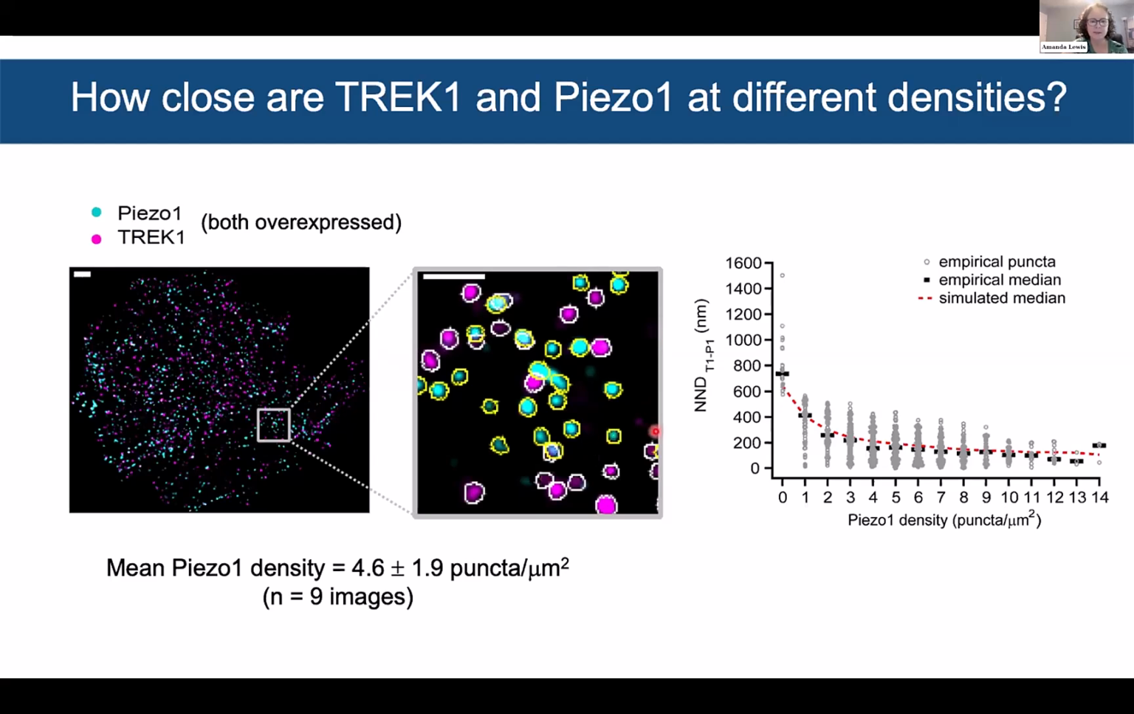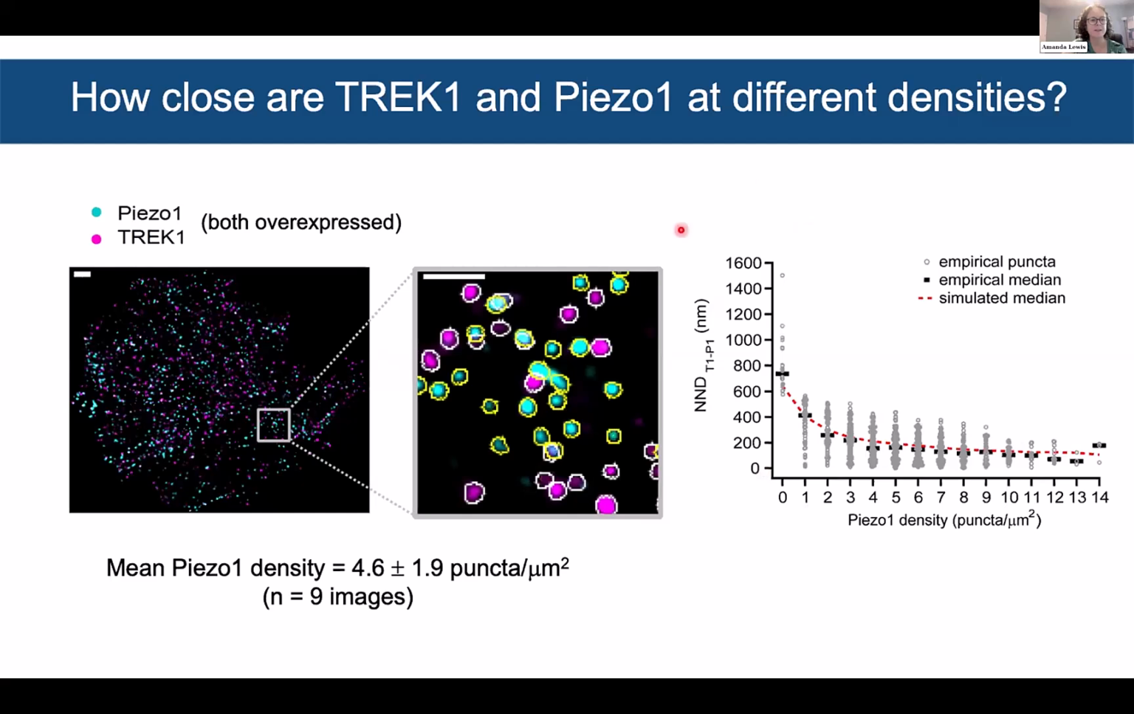And so as you might expect, if we plot the nearest neighbor for each TREC1 to its nearest piezo1 punctum as a function of piezo1 density, the nearest neighbor decreases. And this is expected, right? So there's more piezos around at higher densities, and so it's easier to have a close nearest neighbor. But importantly, Marie also built a model to simulate random distributions of TREC1 puncta in the same arena as piezo1 puncta. And what she found was that there's a slight but systematic bias, whereby the empirical data show that TREC1 is slightly closer on average to its nearest piezo1 neighbor than you might expect.